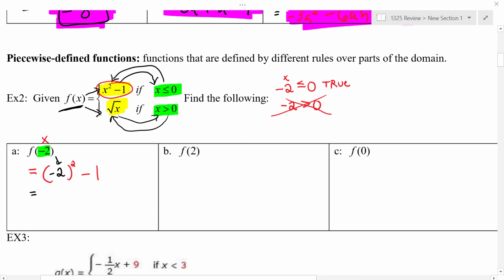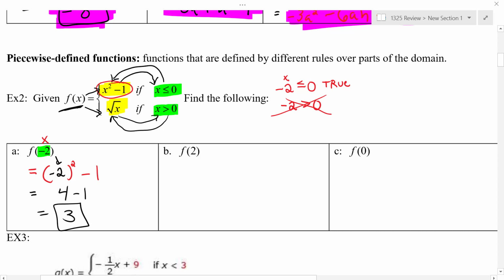So we have to first look at the x value and decide which restricted domain it fits into. So if I put that x value in place of x, which one comes back true? And the condition that comes back true lines up with the equation that I want to use for that function. All right, so negative 2 squared, that's a positive 4. 4 minus 1, that gives me a positive 3. So f of negative 2 is a positive 3.